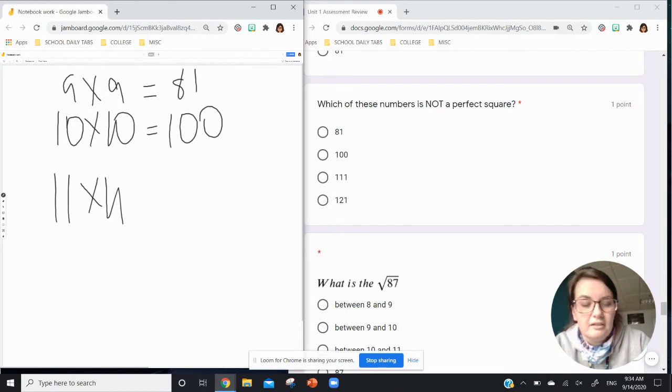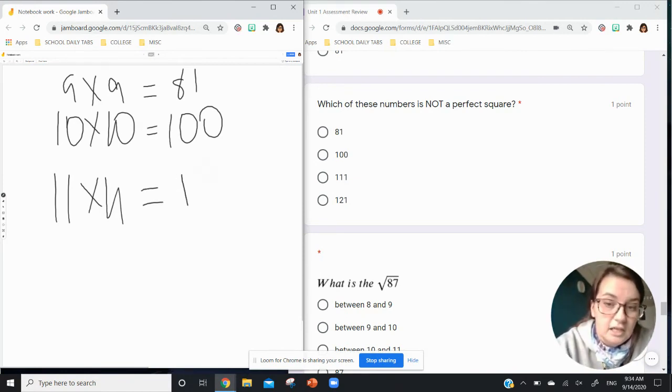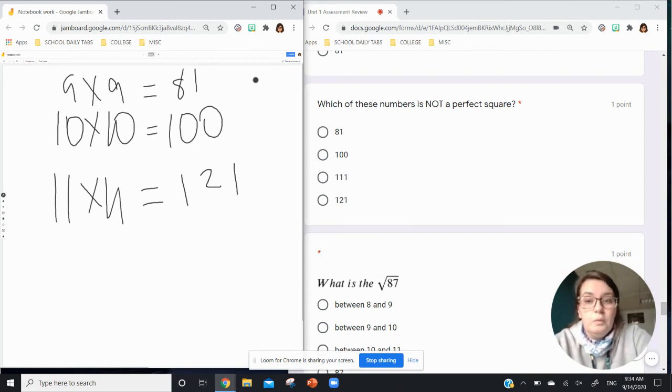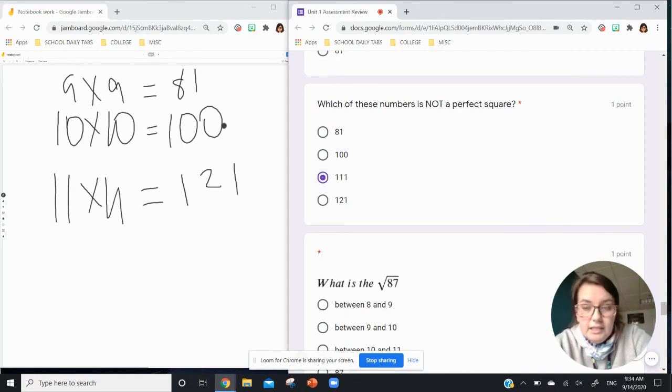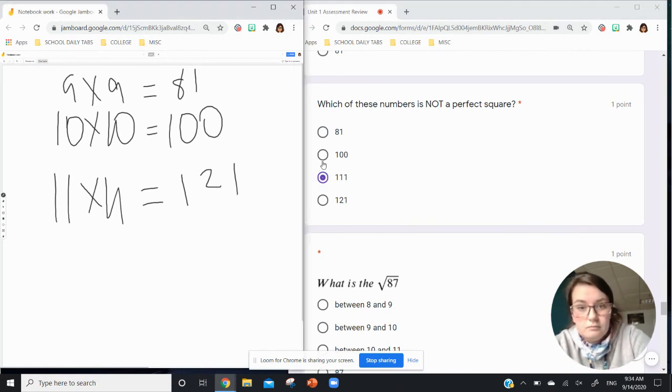I don't know why it's not liking my second number, but if I do 11 times 11 in my calculator, I get 121. So that means 11 squared is 121. So those are 3 of the answer choices. So A, B, and D are perfect squares. It wants to know which one isn't, and 111 is the correct answer there.